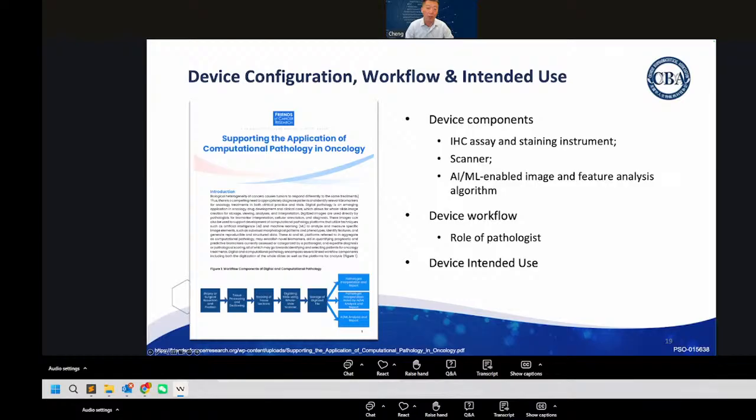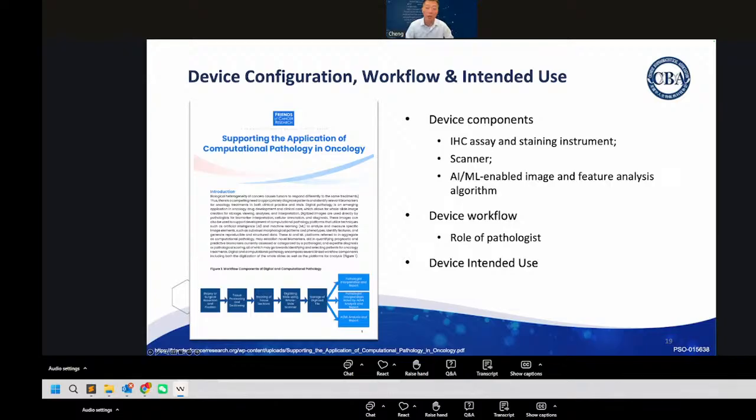In the US and the EU, such devices are considered as one device with multiple components. As I mentioned, the IHC assay, scanner, algorithm, and the monitor display need to be put together as a combination device, not to be confused with a combination product. A combination device is a device with multiple components in the US, and they need to be put together into one submission for one device. However, in China and Japan, those components may require individual device application and registration.